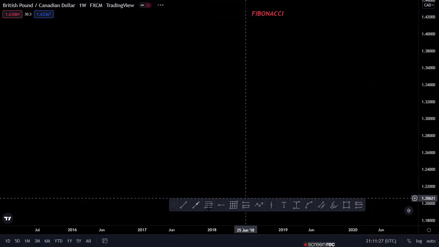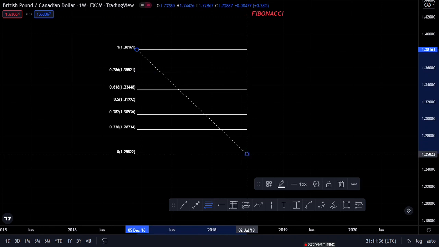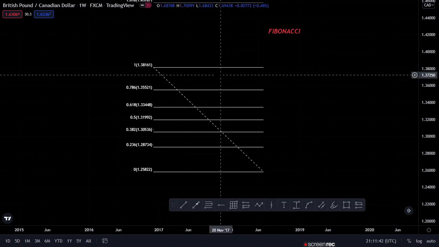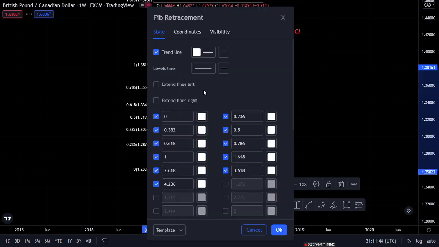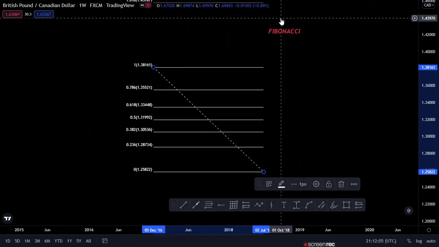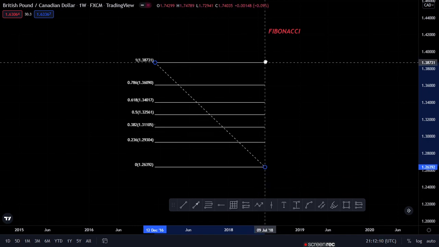When you have yours like this, yours may not be like this. Whatever yours is, just double click it and do all the necessary settings, change all the colors to your preferred colors, and design it the way you like. The background, you can change the colors. You can see I've switched off the background and changed the colors. Everything good. So we have numbers on the Fibonacci.